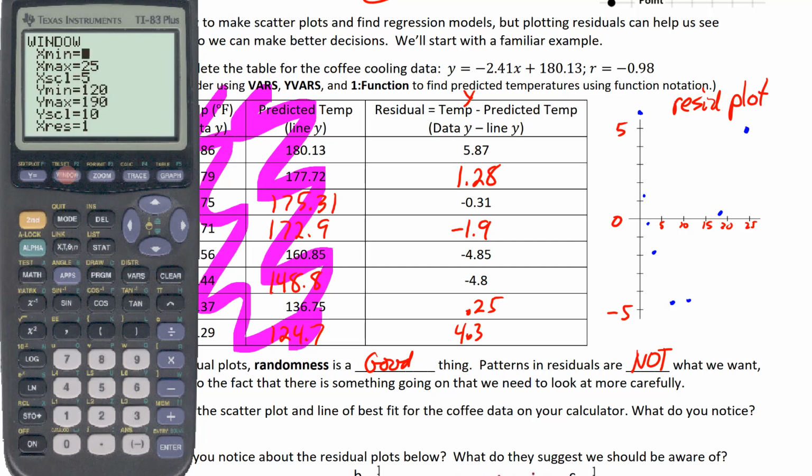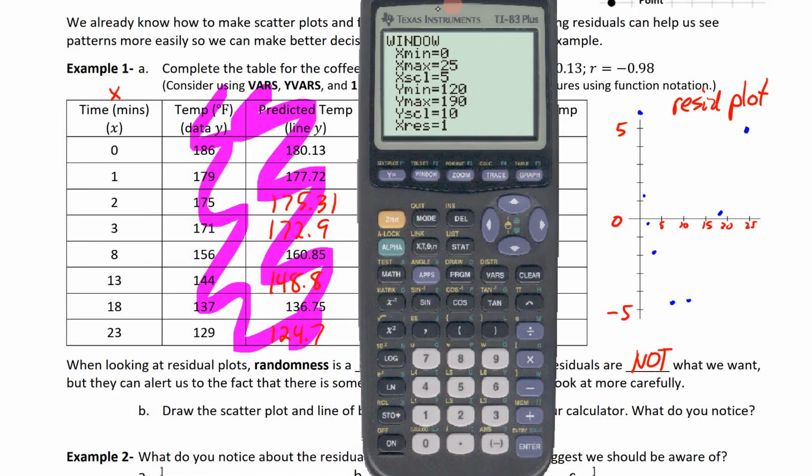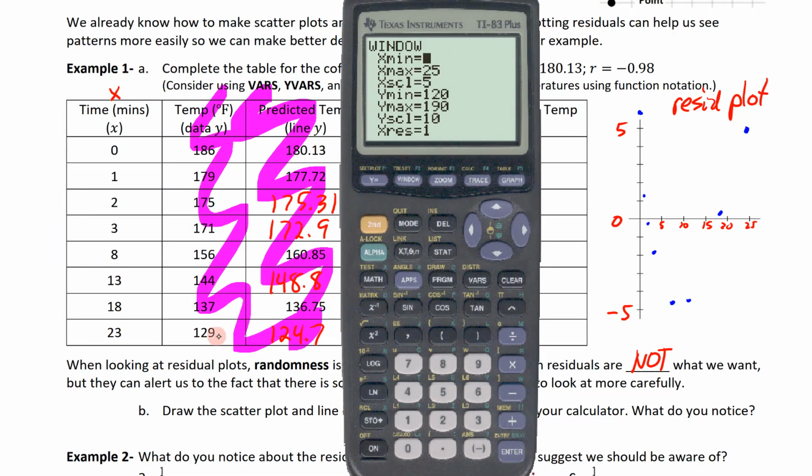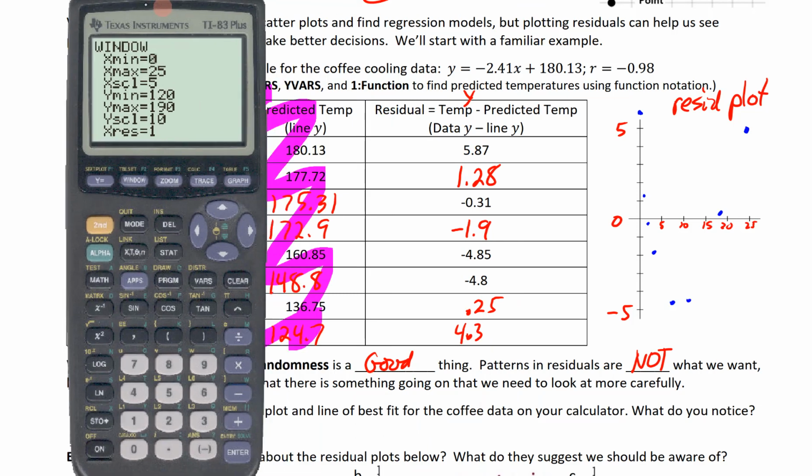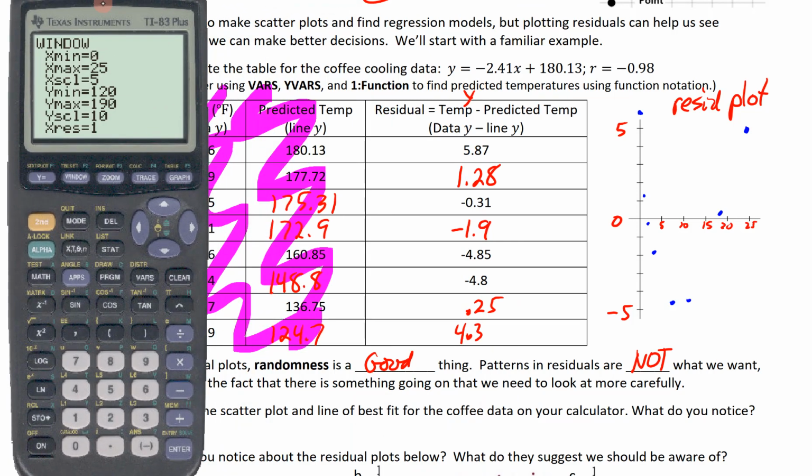I need to make sure that I've got a decent window. So we're going to go from 0 to 29, 0 to 25. Yep, that would work. And then the temperatures for this data, the lowest that we get is 129, so that should fit just fine right there. So let's go ahead and graph this, and let's see if we can tell what's going on. So I'm going to hit graph, and we've got our scatter plot, and then we've got that linear regression equation.